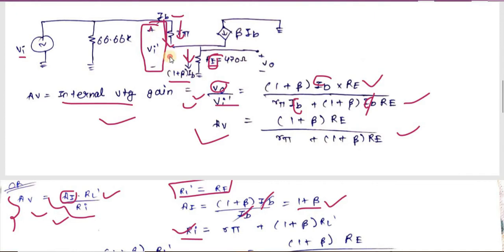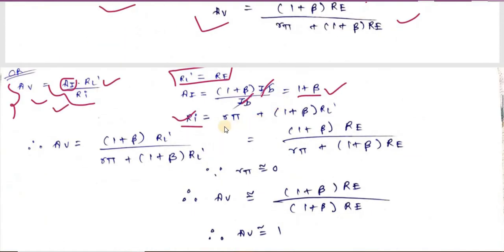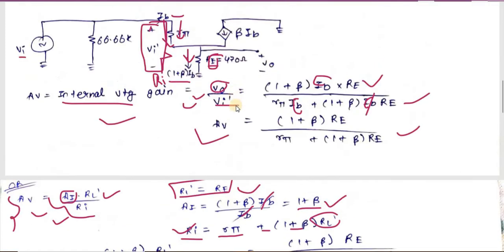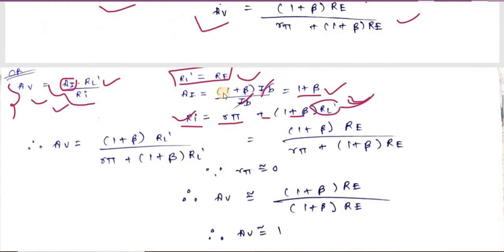In this way our Ri will be simply R pi plus 1 plus beta into 470 ohm. So our Ri will be R pi plus 1 plus beta into RL dash, as RL dash is nothing but Re. You can also use KVL to do this. We have already calculated Vi dash as R pi IB plus 1 plus beta IB into Re. If you take IB to this side, you will get R pi plus 1 plus beta Re, which is the same as this Ri. So you can use either of them.